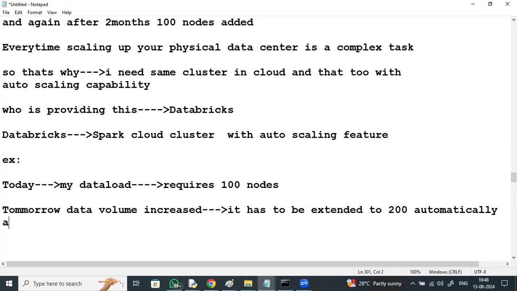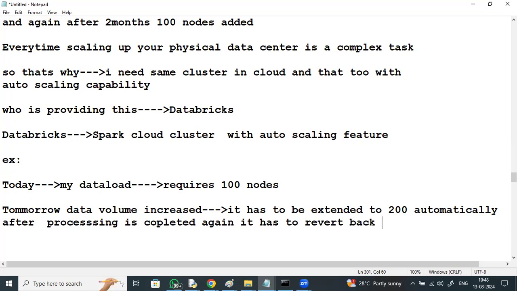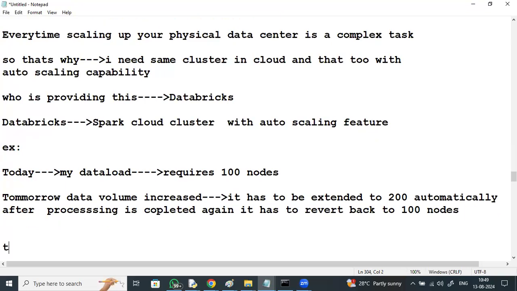After processing is completed, again it has to revert back to 100 nodes. There is auto scaling. This is whatever I'm discussing, this is general Databricks.